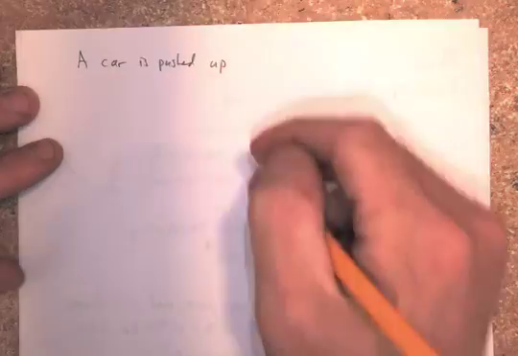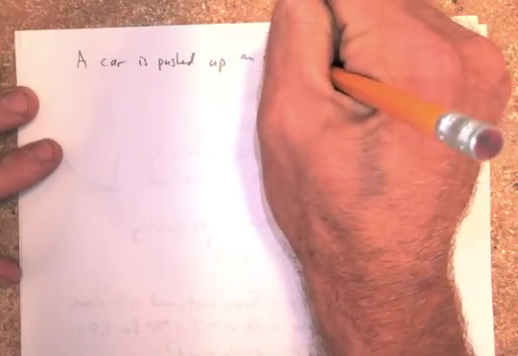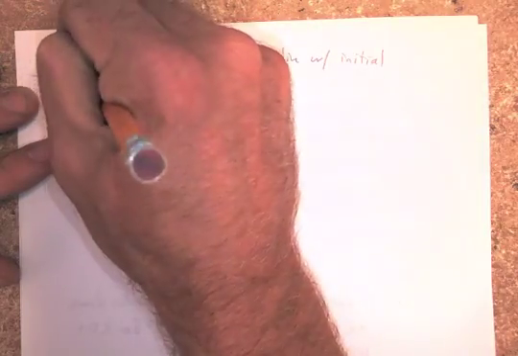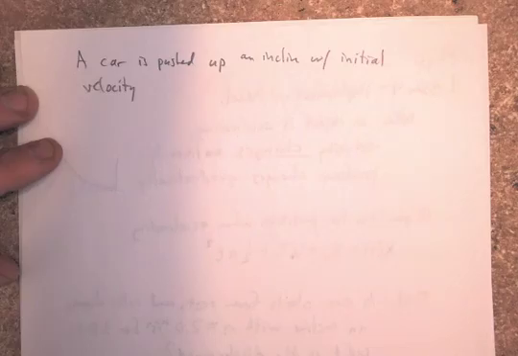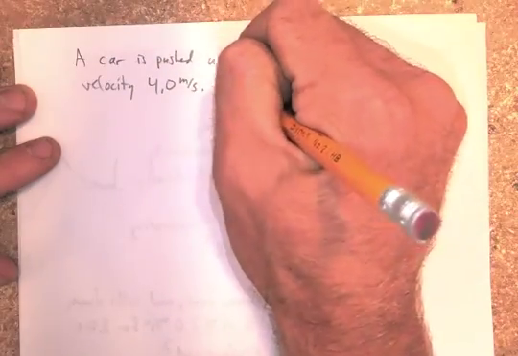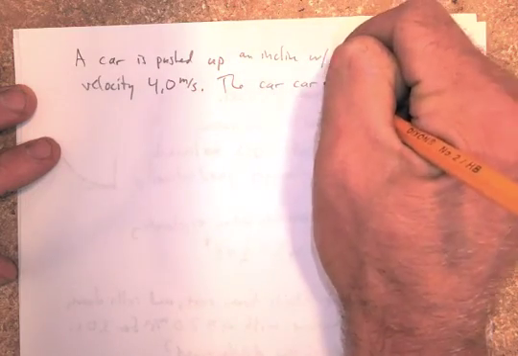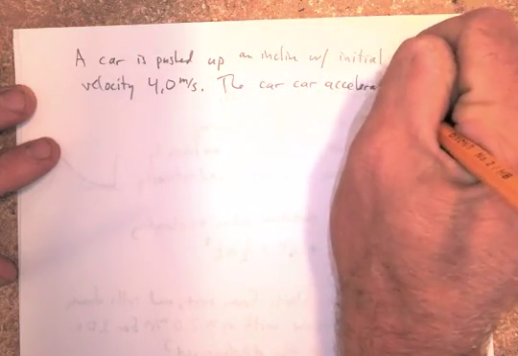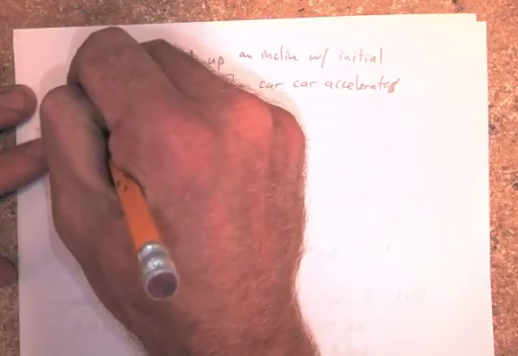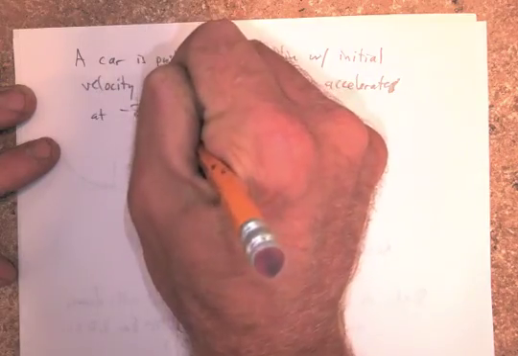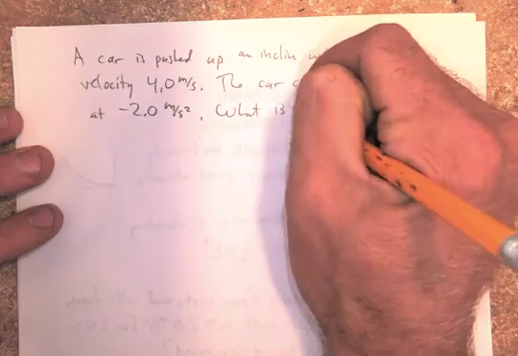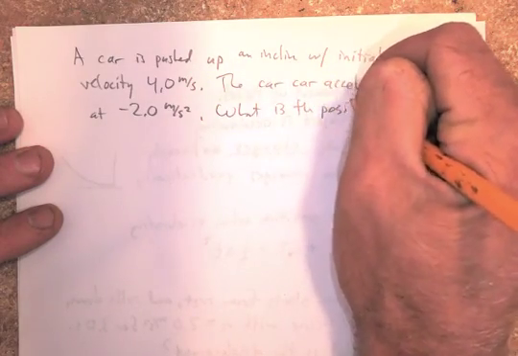Okay, so the car is pushed up an incline with initial velocity 4.0 meters per second. The car accelerates at negative 2.0 meters per second squared. All right, what's the position at 1 second?